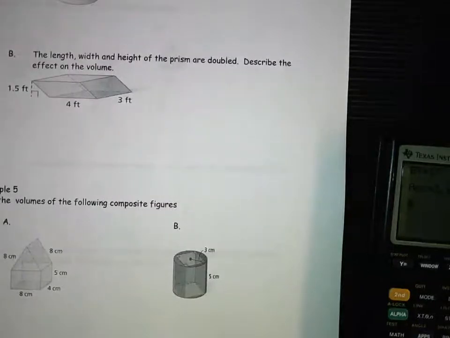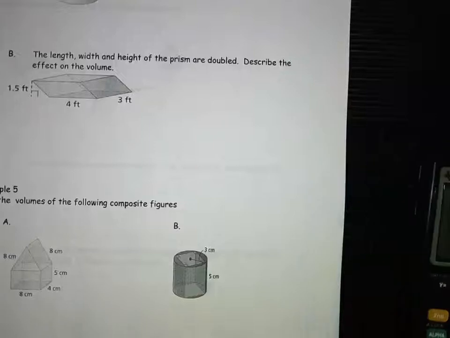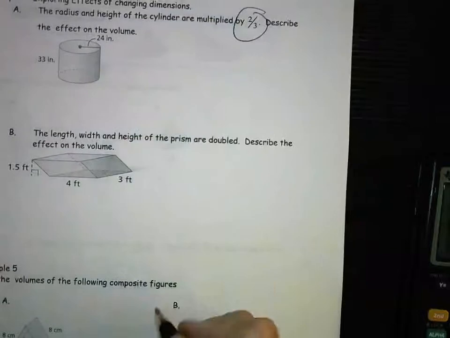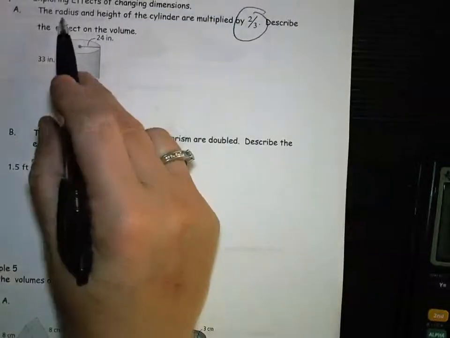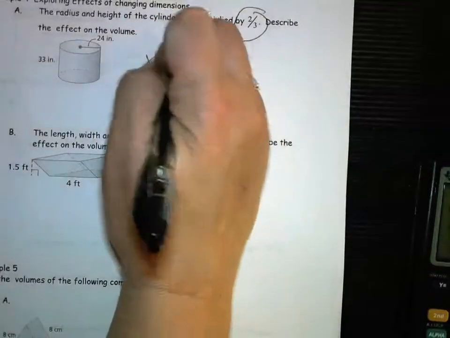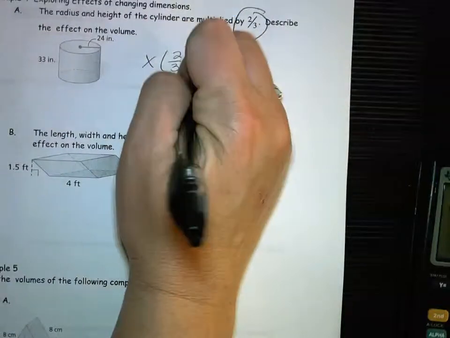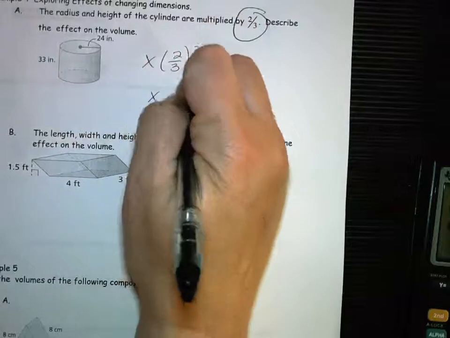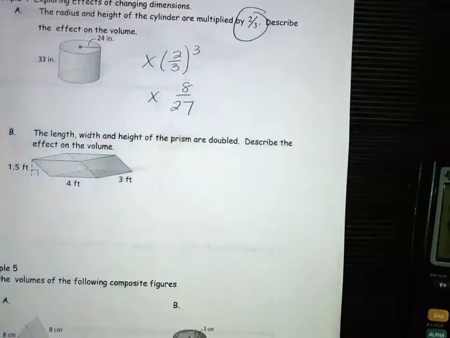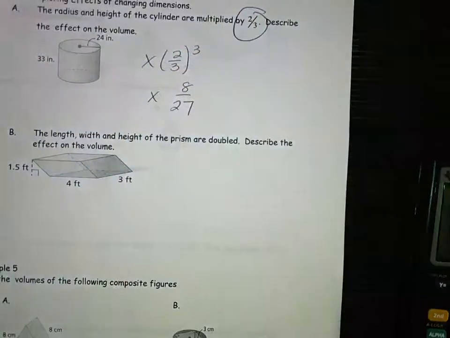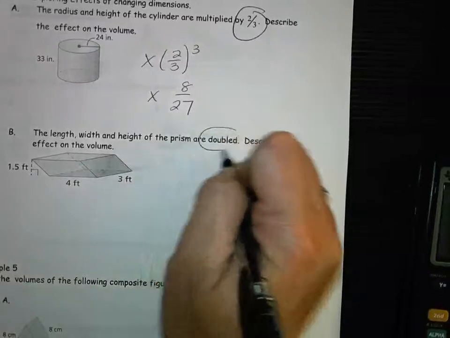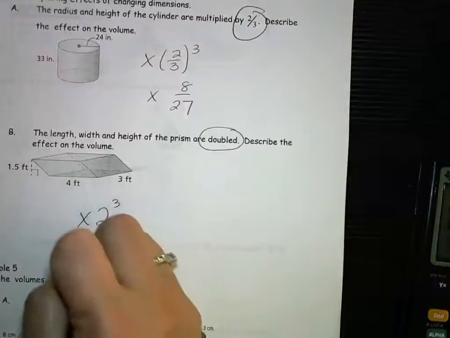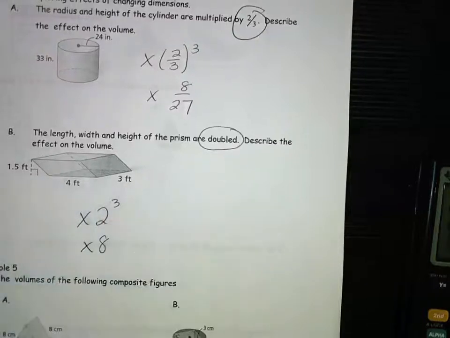Exploring effects of changing dimensions. If you change your radius and height, volume is to the third power. So you will raise that number to the third power, and that would be 8 over 27. If the length, width, and height are doubled, then the volume would be multiplied by 2 to the third, which is 8.